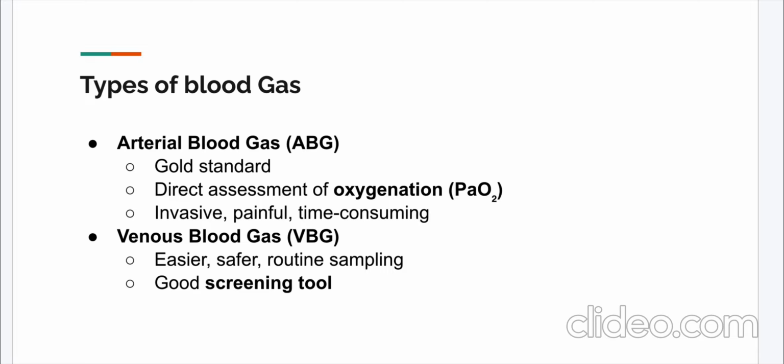Arterial blood gas sampling is always the gold standard because it provides a direct measurement of the partial pressure of oxygen. It is invasive and a more painful procedure because you need to accurately localize the arterial lines or vessels. Therefore, it's a time-consuming process. In comparison, venous blood sampling is easier, safer, and used for routine sampling. It is a very good screening tool.